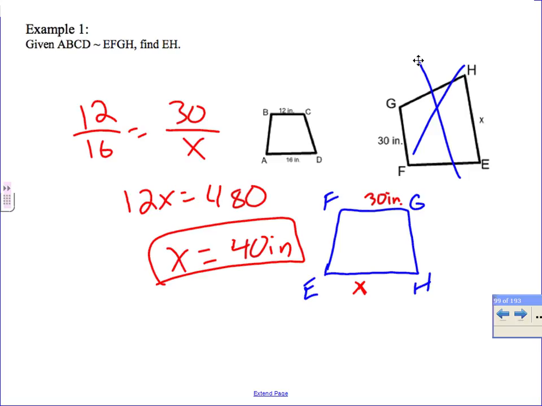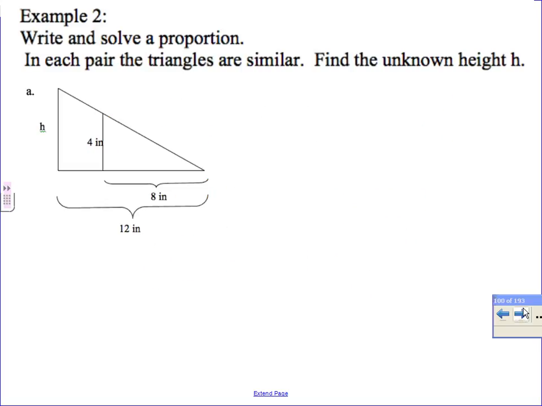Okay, let's go to example 2. Okay, example 2, we need to write and solve a proportion. And it says in each pair of the triangles, they are similar. We need to find the unknown height h. So in A, we have 2 triangles in 1. So what I would prefer that you do is draw them. Here's the bigger triangle.